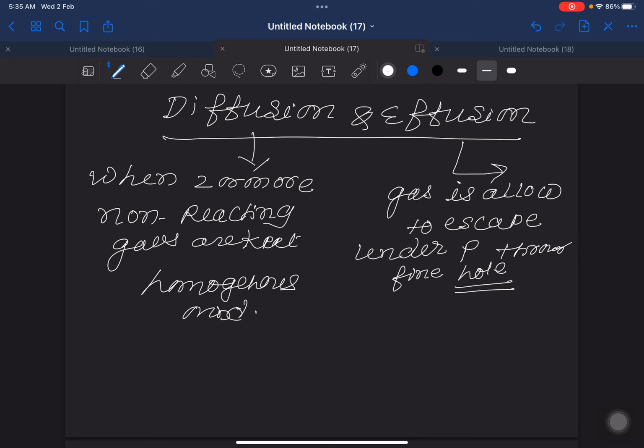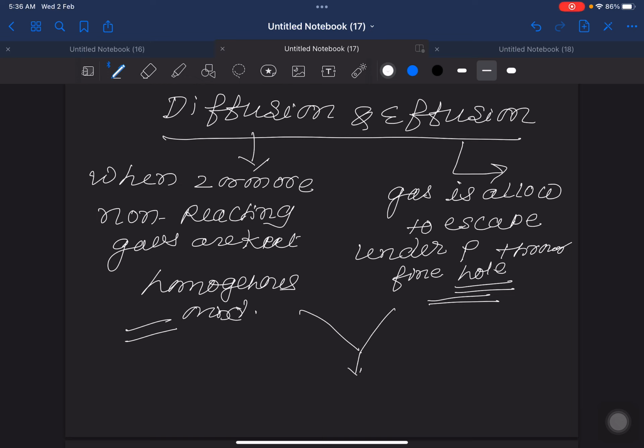The difference between diffusion and effusion is that the latter occurs even when there is no pressure gradient, but this continues to occur as long as pressure is there. Though both processes are essentially the same.